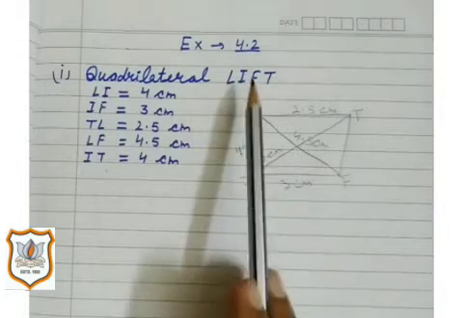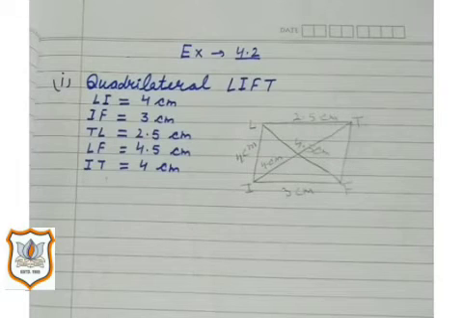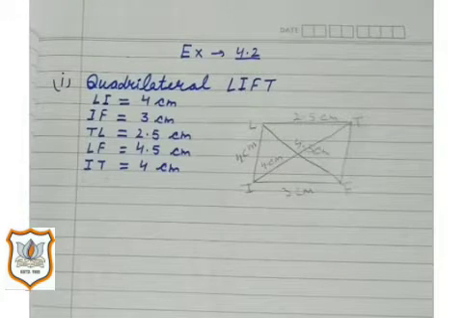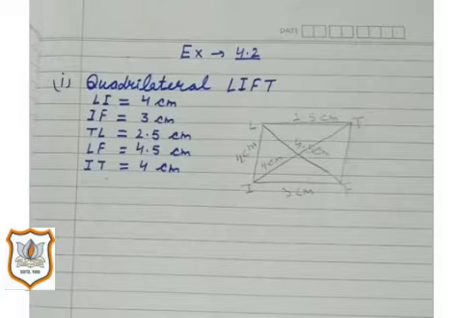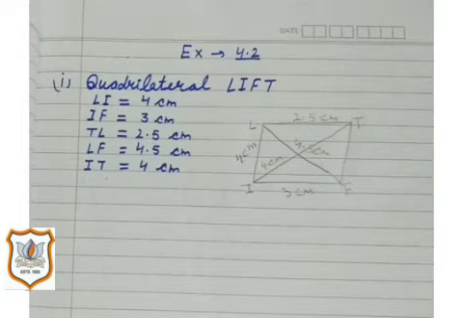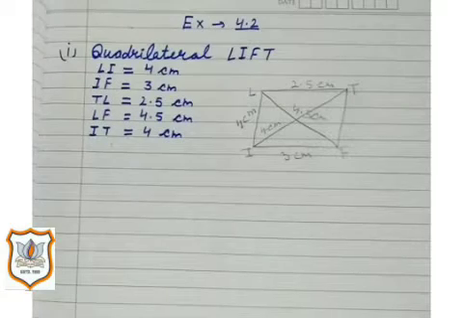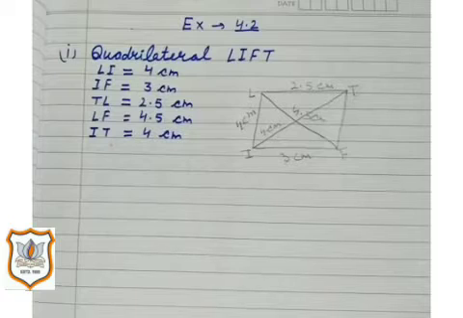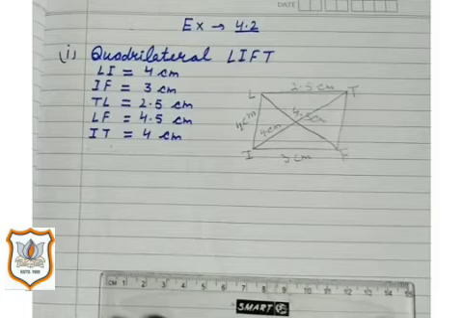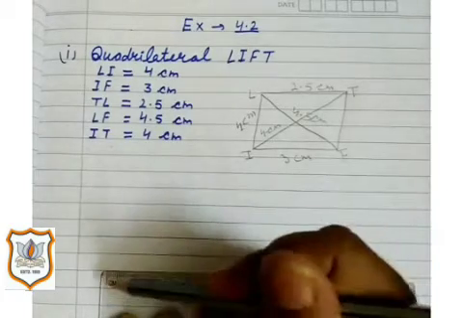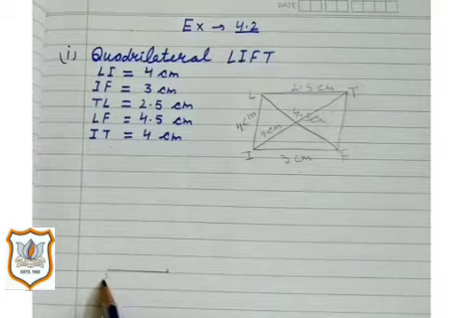In exercise 4.1, we have constructed quadrilateral with measurement of 4 sides and 1 diagonal. Now, in this exercise, we will construct quadrilateral with measurement of 3 sides and 2 diagonals. First, we will draw IF. So, we draw a line segment of 3 centimeter. This is 3 centimeter and this is IF.